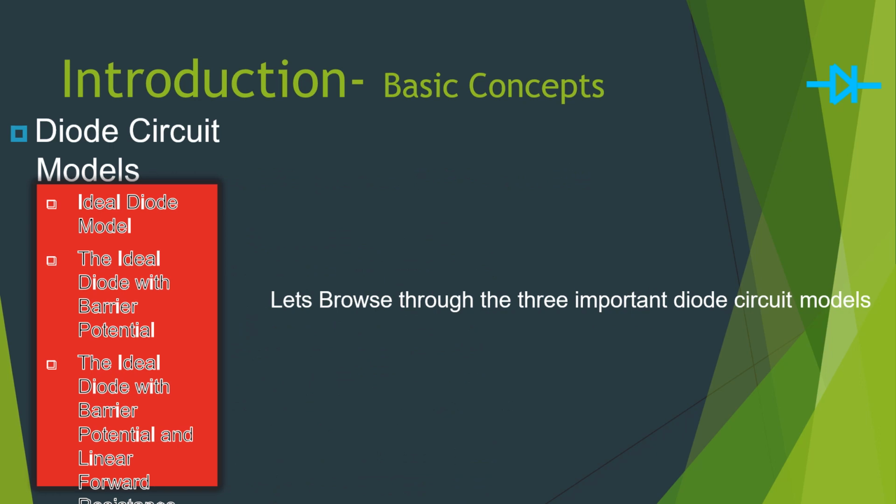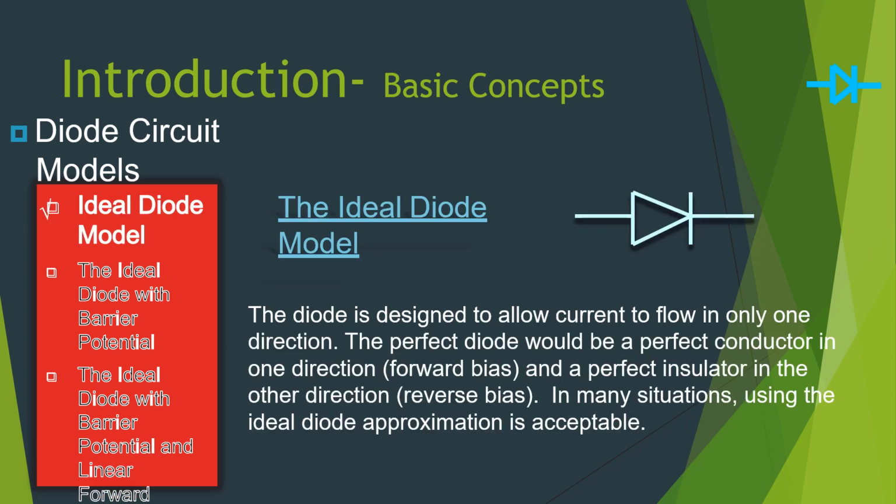Now we will be discussing diode circuit models. There are three diode circuit models. The first one is the ideal diode model, the second one is the ideal diode with barrier potential, and the third one is the ideal diode with barrier potential and linear forward resistance. So moving to the next slide, we will now discuss a little bit about the ideal diode model.